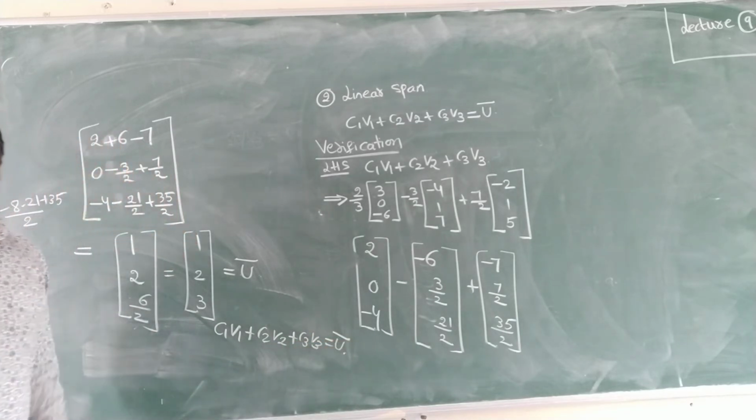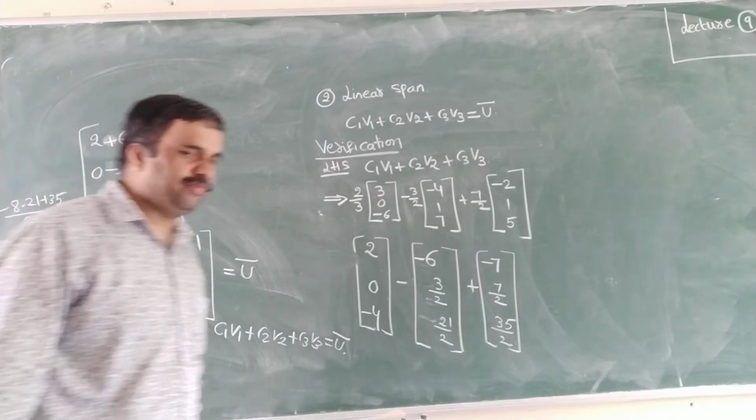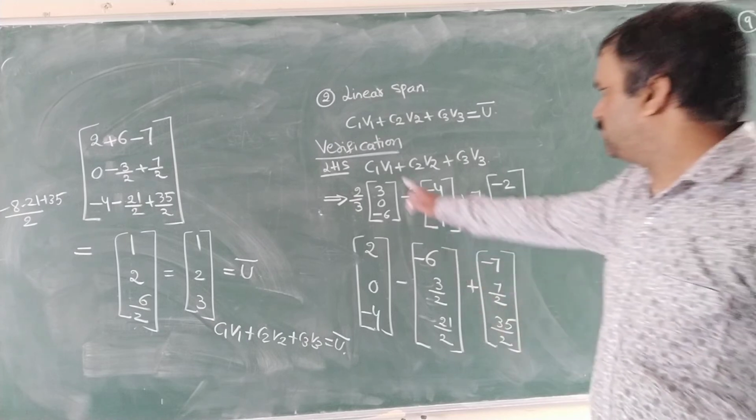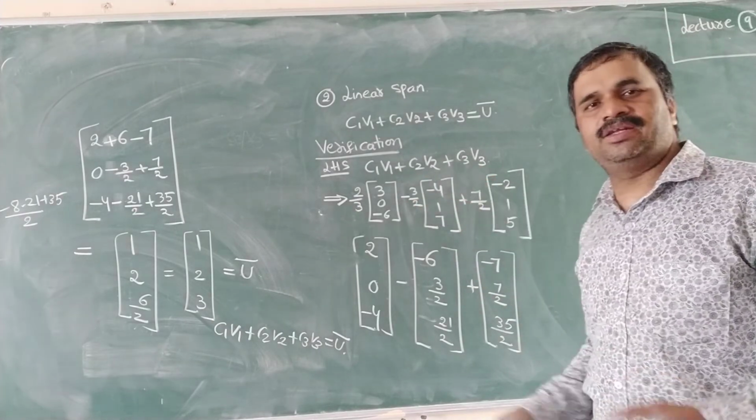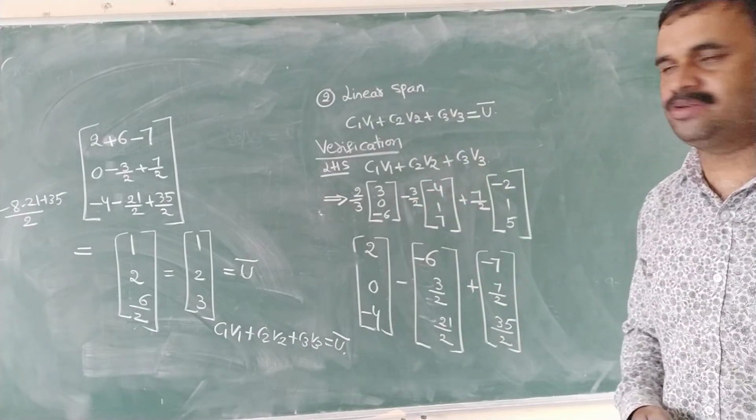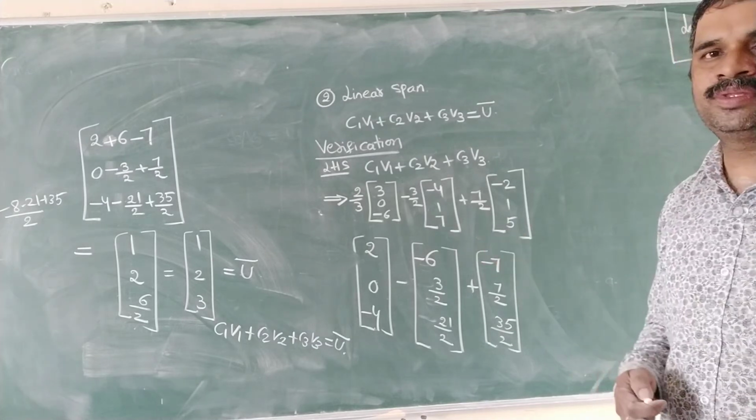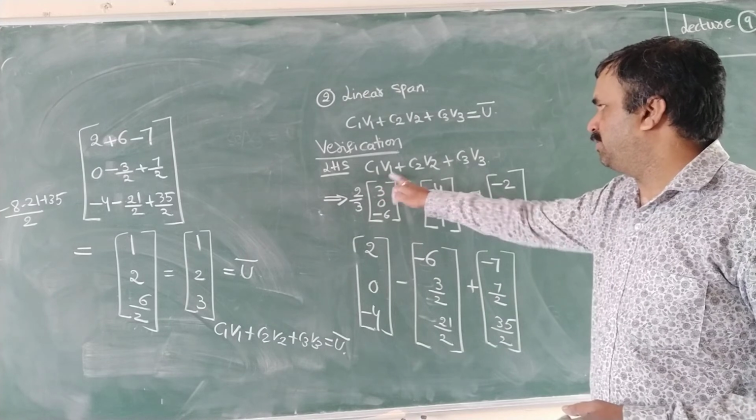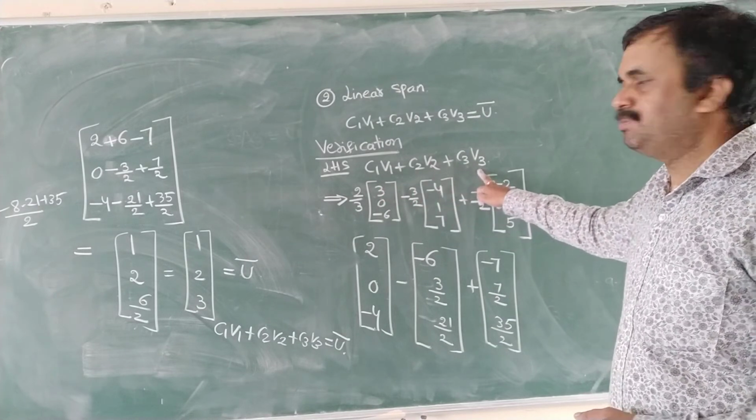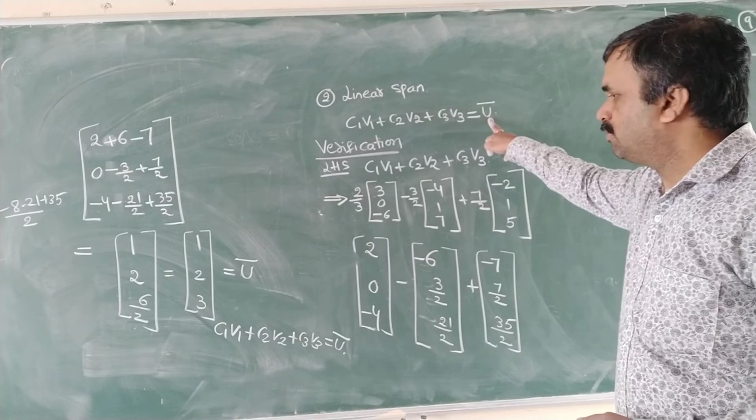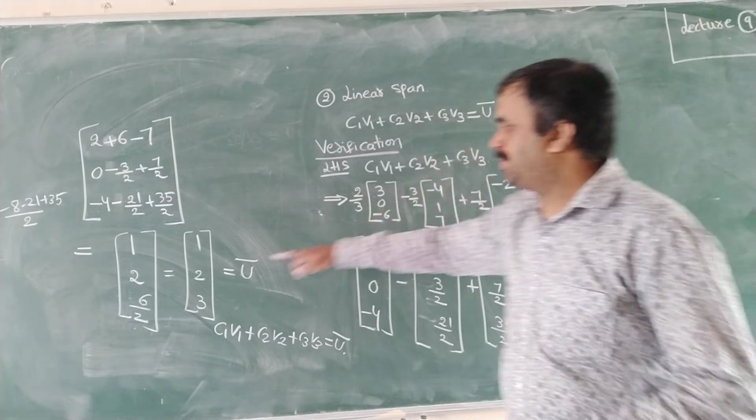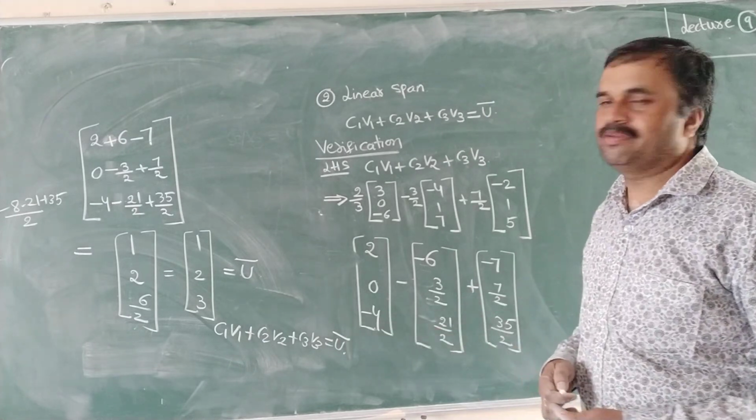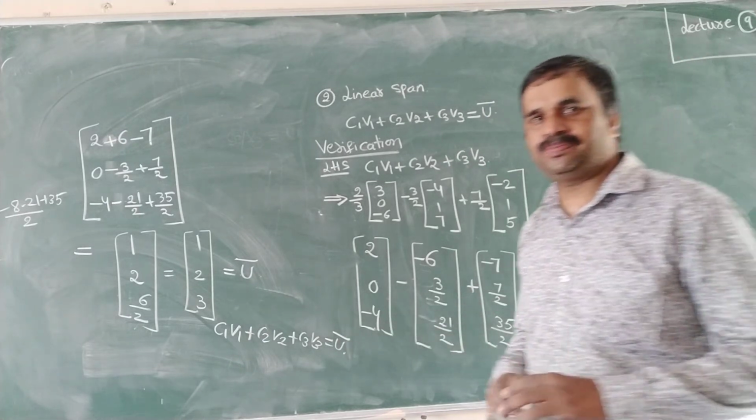So whether it is a linear span or not, we can do verification also. Once we get the values of C1, C2, C3, we can say it is a linear span. If you have any doubt, you can verify by substituting in the equation C1 V1 plus C2 V2 plus C3 V3. You simply get the right-hand side value u bar, which is 1, 2, 3. We got the same one. Simply I can say the given vectors form a linear span.